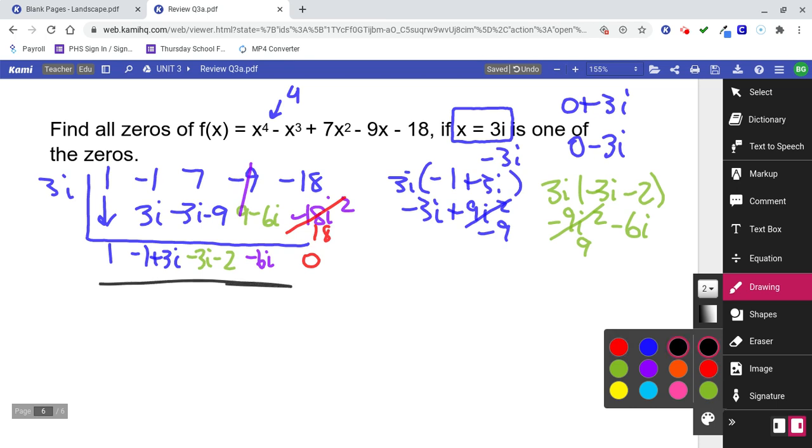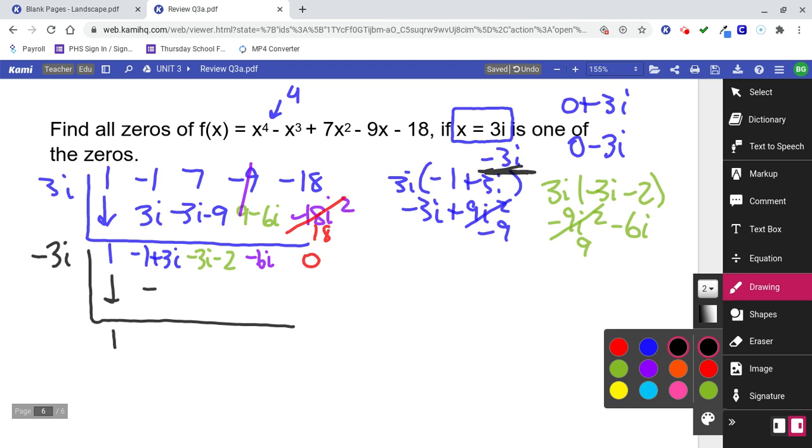Now, notice I've got this broken down polynomial. I've broken down my coefficients. I'm going to use those broken down coefficients and do this again, but this time I'm going to use my other 0 that I know. I also know negative 3i is a solution. So add straight down, that's 1, and to multiply, that's negative 3i. Add straight down, and those cancel out. I get negative 1, and multiply, I get 3i. Add straight down, those cancel out. I get negative 2, and multiply, that's 6i. Add straight down, that's 0. Okay, I didn't need to use that one, so I'm done.